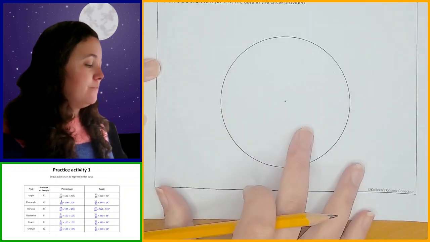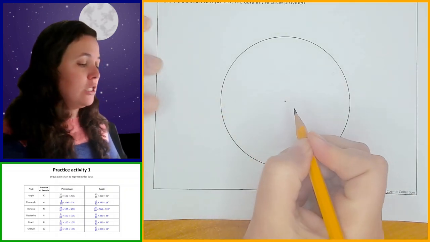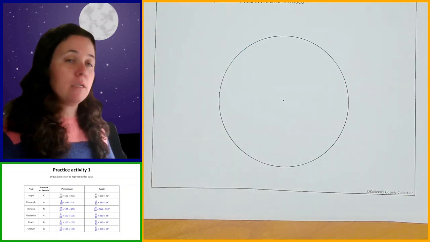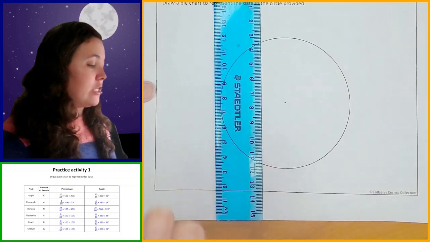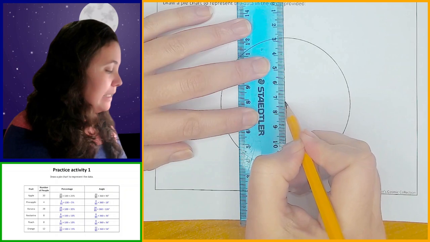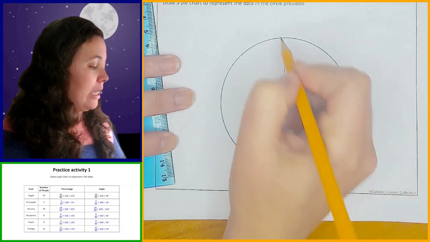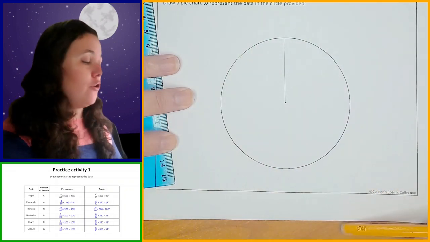Okay, so over here, I have got my circle that I'm going to be using. I've also got my center dot, which if you do use a compass to do your circle, then you will get the dot from that compass. Otherwise, you'll just have to find the center as well as you can. Right, so now I'm going to be using a ruler, and I'm just going to draw a starting line from the center to the edge of the circle like that. Okay, so that's going to be the line that I'm going to use and work from as I do the slices of my pie chart.